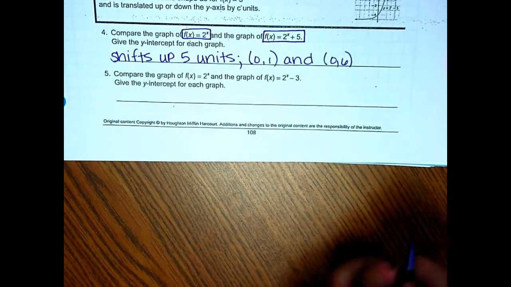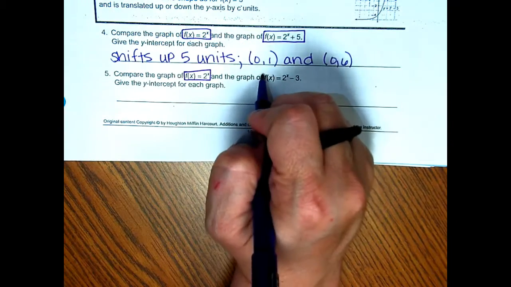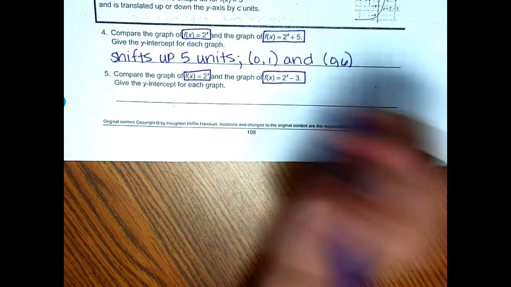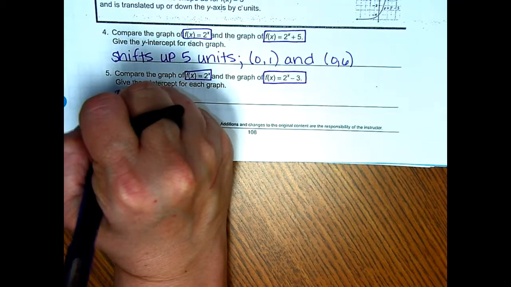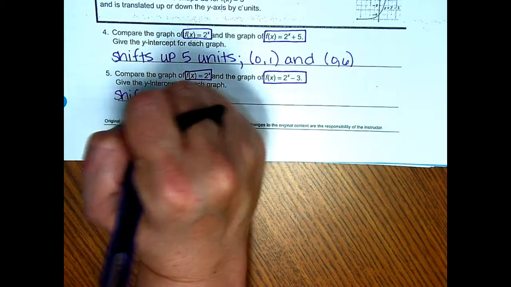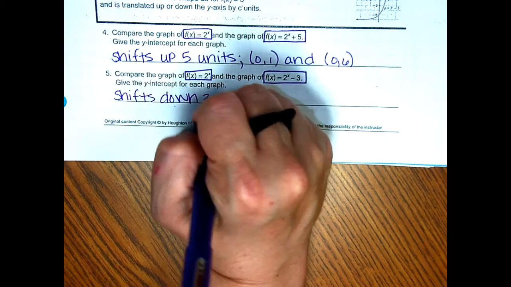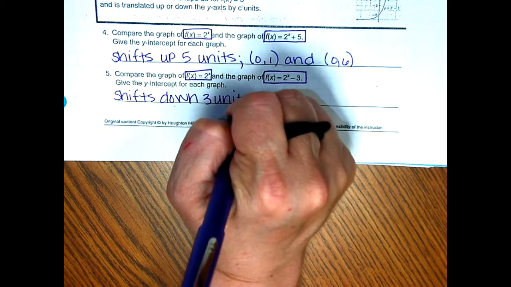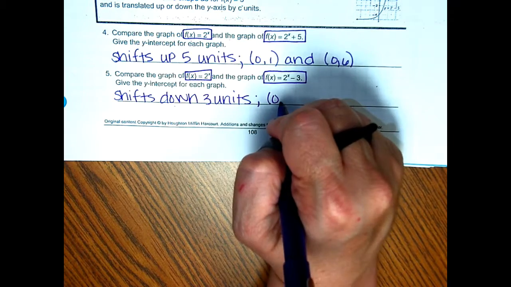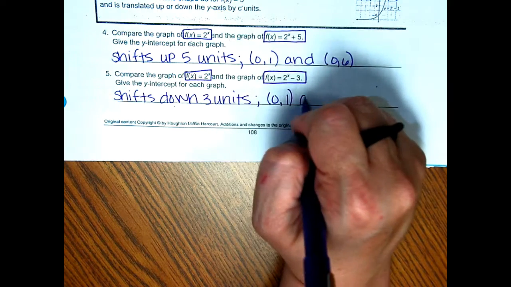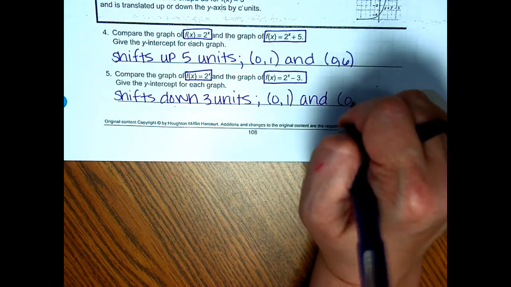Okay. The last one, number 5, the first function is f of x equals 2 to the x. Then I have f of x equals 2 to the x minus 3. Because it's minus 3, this is going to shift down 3 units. So my first y-intercept is 0, 1. And my second one is 0, negative 2.